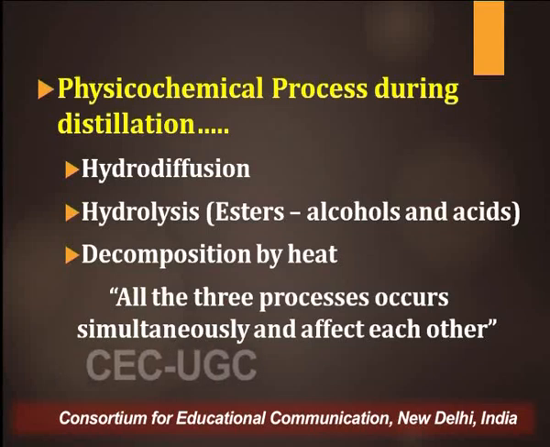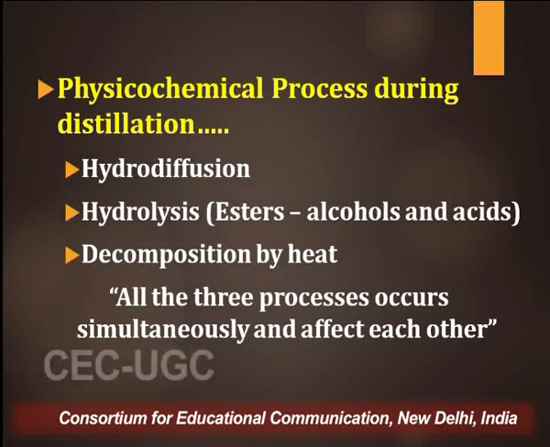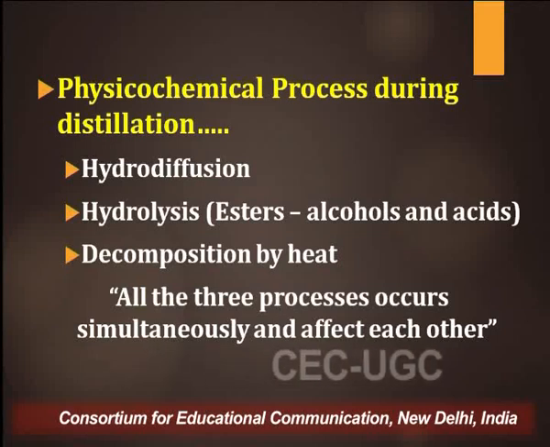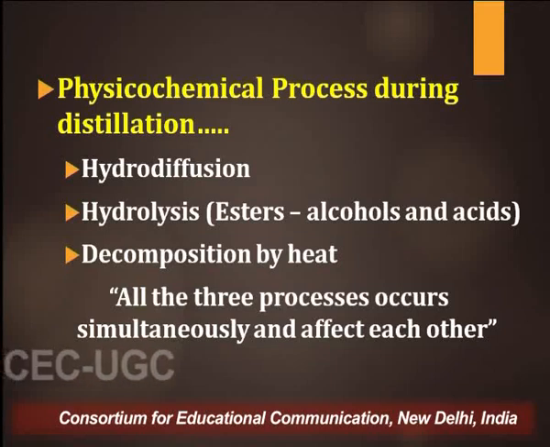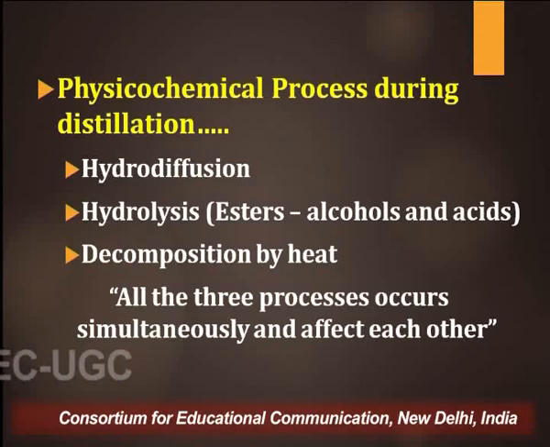Now, while you carry out distillation of volatile oils, there are three main physicochemical processes that occur during the distillation. First one is hydrodiffusion, second is the hydrolysis of the constituents, and third is the decomposition of those constituents by heat. In hydrodiffusion, because we are boiling the water along with the plant drug, water gets absorbed through the plant cells, reaches the localized cells where oil is present, and causes rupturing of those cells. Since water is boiling, whenever the water comes in contact with the oil, it causes immediate evaporation of the oil, because it is a volatile oil and will evaporate.